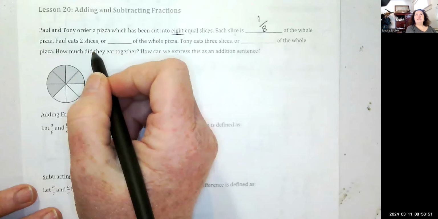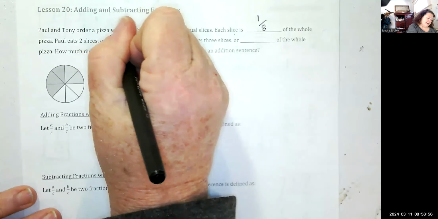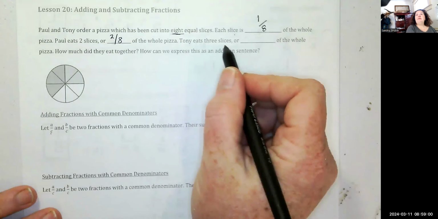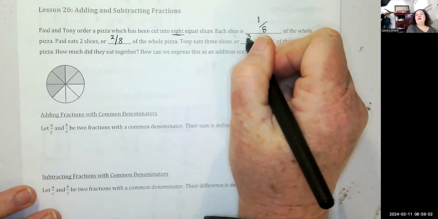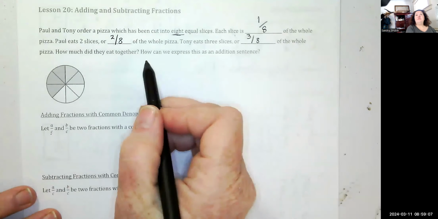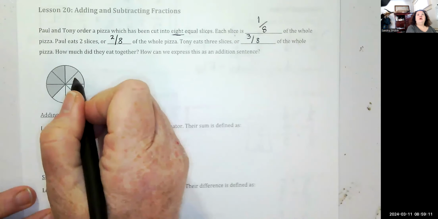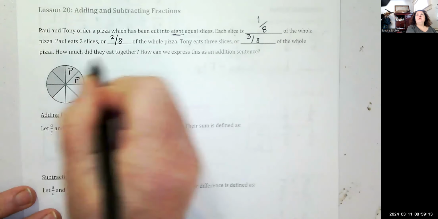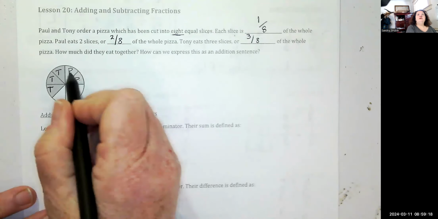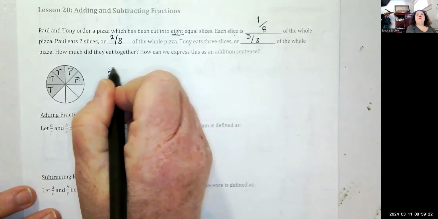Paul eats 2 slices, or 2/8, 2 of the 8 slices of the whole pizza. Tony eats 3 slices, or 3 of the 8 of the whole pizza. How much did they eat together? Well, here's Paul, and then here's Tony. So that's 1, 2, 3, 4, 5 of the 8.